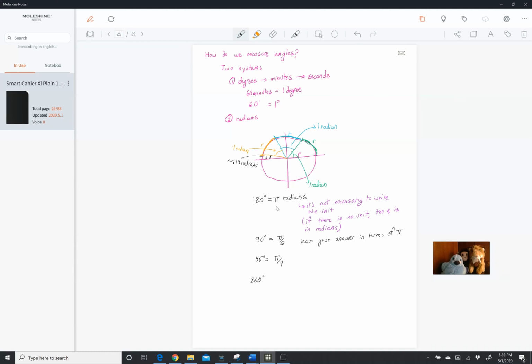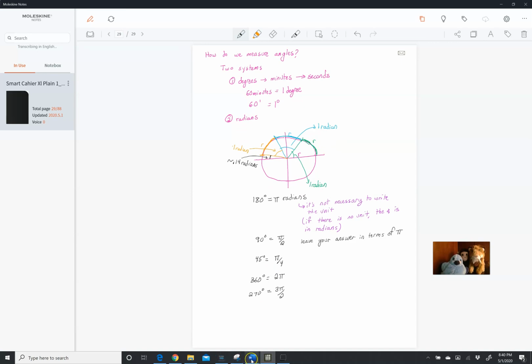360 degrees. Well, 360 degrees is double 180. So 360 is double pi. So 360 is 2 pi. We could even go down here to this 270 degrees. Well, 270 degrees, it turns out, is 1.5 pi. Here's 1 pi, and then we're going another half pi. So 1.5 in fractions is 3 halves. So it's 3 pi over 2.